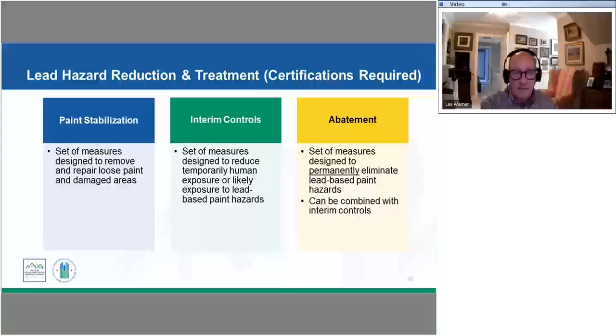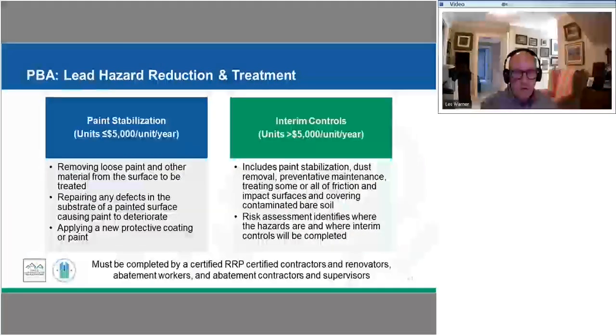So for project-based assistance, we have two levels as we were showing on the chart. If we're up to and including $5,000 per unit per year, then we're simply going to be doing paint stabilization. So we're removing, treating those painted surfaces, repairing them, and putting on a new protective coat of paint. And of course, we'll be doing clearance testing before we consider that project to be complete.